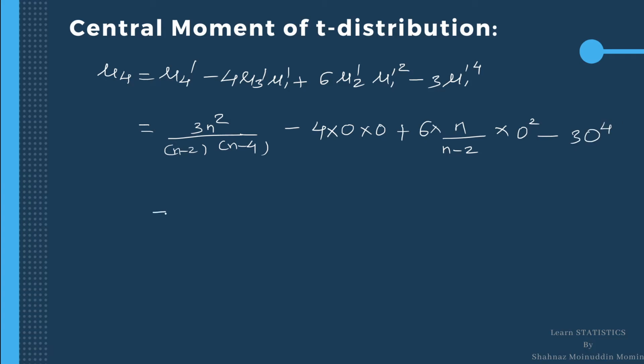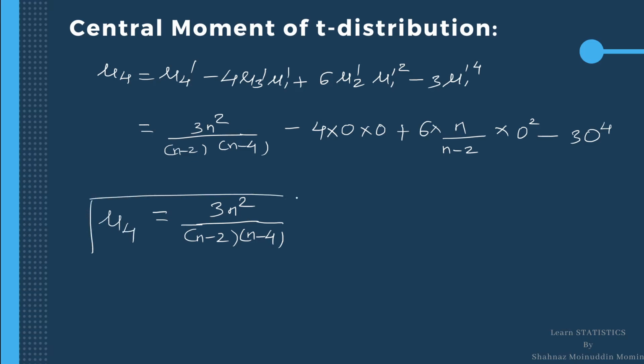So we are left with only 3n square divided by n minus 2 into n minus 4. This is the value of mu4, the fourth central moment of a T distribution for n greater than 4. These are the first 4 central moments for a T distribution.